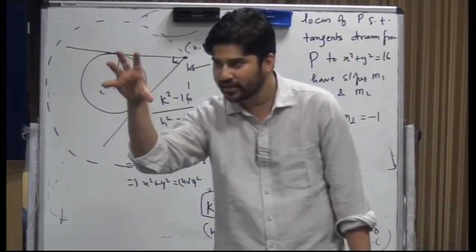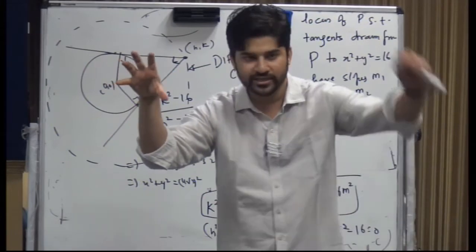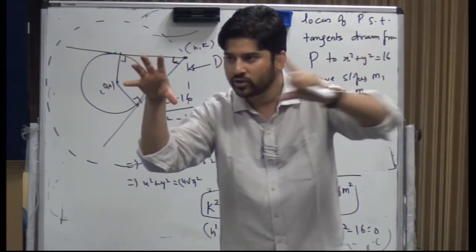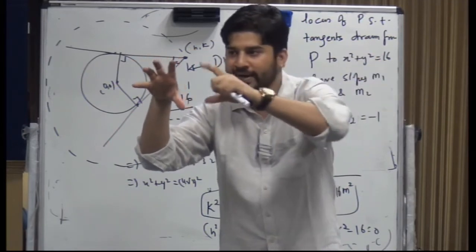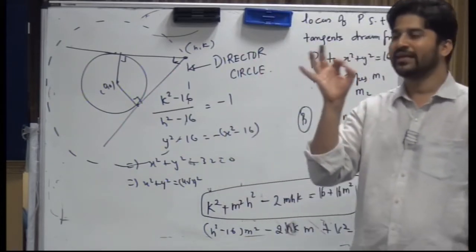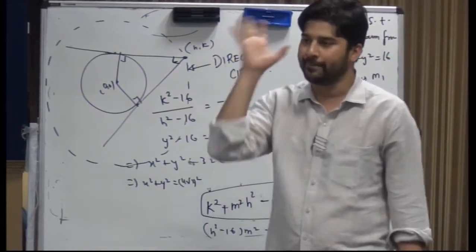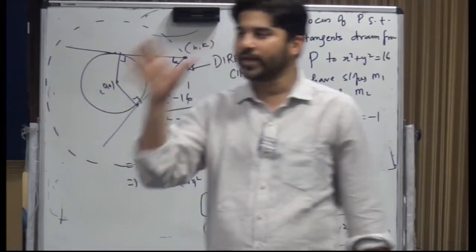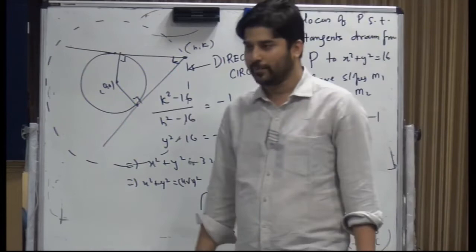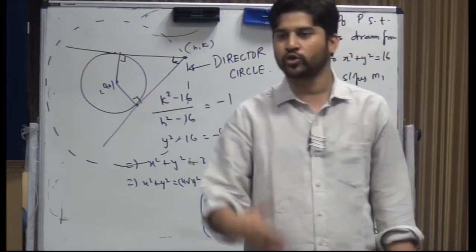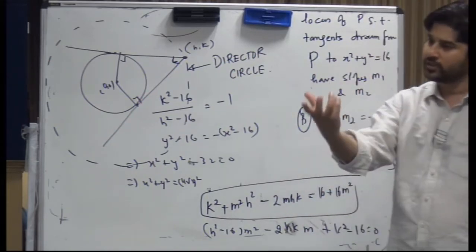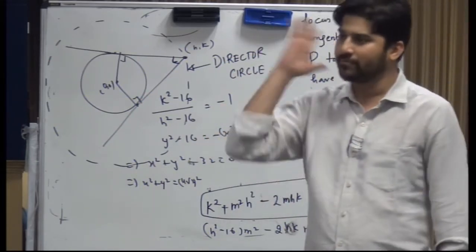There is a circle x square plus y square is equal to 16. There is a point P. From P you are drawing 2 tangents which are perpendicular. This is the condition given. So what you did? You let the slope be m. Let the moving point be h comma k. So the equation is going to be y minus k upon x minus h is equal to m. Rearranging it, you got your equation of line in terms of m.